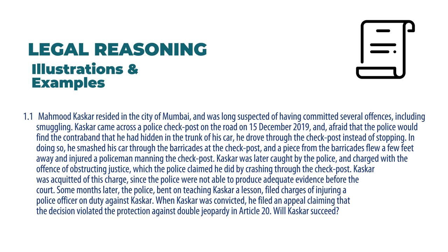Kaskar was later caught by the police and charged with the offence of obstructing justice, which the police claimed he did by crashing through the checkpost. Kaskar was acquitted of this charge since the police were not able to produce adequate evidence before the court. Some months later, the police, bent on teaching Kaskar a lesson, filed charges of injuring a police officer on duty against Kaskar. When Kaskar was convicted, he filed an appeal claiming that the decision violated the protection against double jeopardy in Article 20. Will Kaskar succeed?